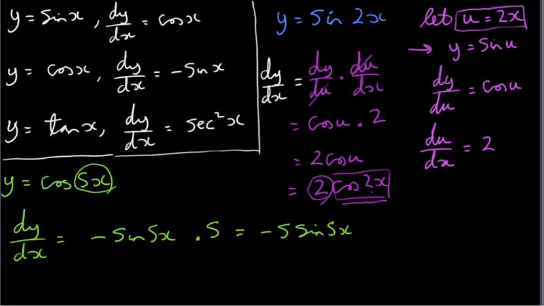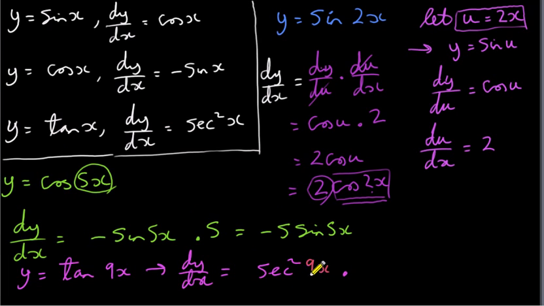Let's look at another example. Let's look at y equals tan of, say, 9x. Then dy dx is got by looking up the derivative of the tan function, which is sec squared of x. x in this case is 9x. But then by the chain rule, we multiply by the derivative of 9x, which is 9. So we get 9 sec squared 9x.